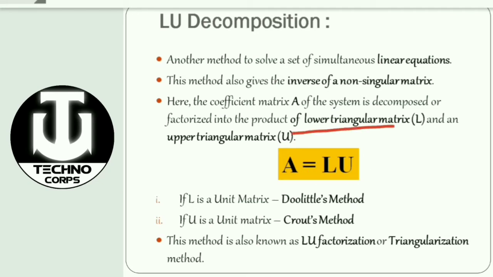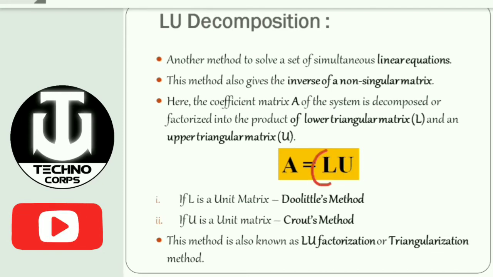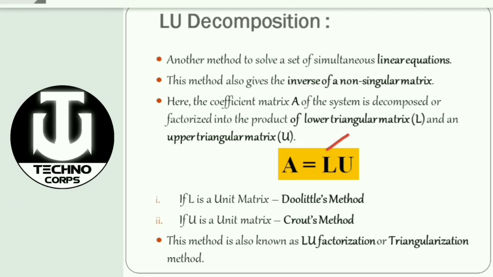What is L? That is the lower triangular matrix. What is U? That is the upper triangular matrix. This is all we discussed in the last video. This procedure can be done in two ways, because as the process says, one of the matrices should be taken as the unit matrix. So there are two possibilities: either we can take L as the unit matrix or U as the unit matrix.